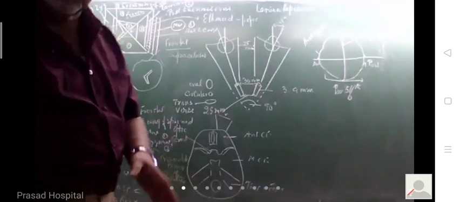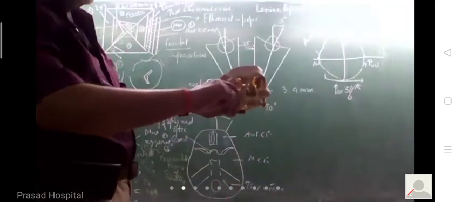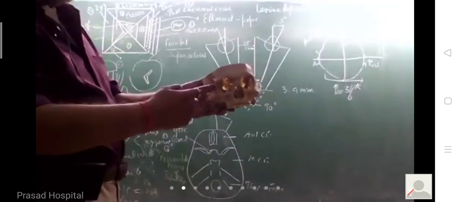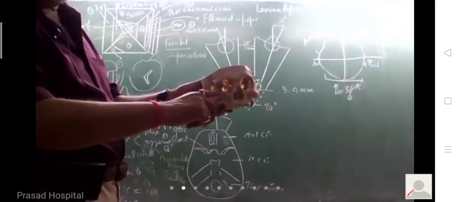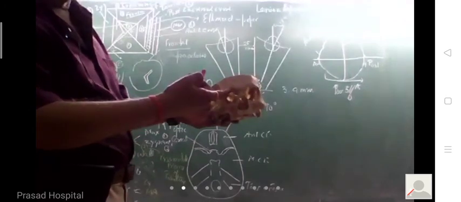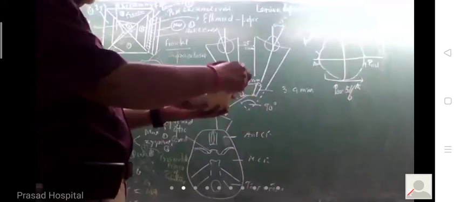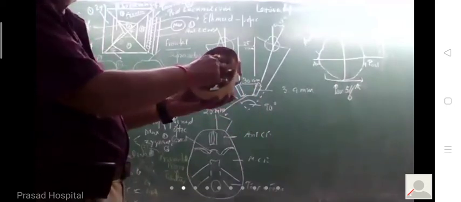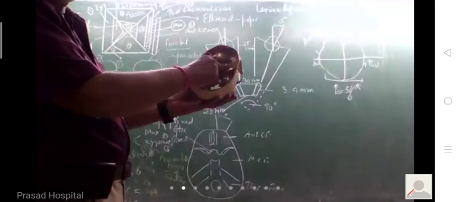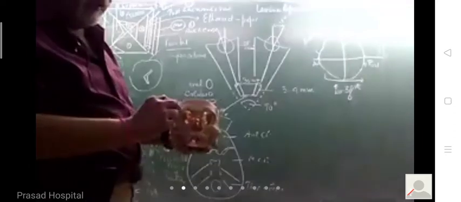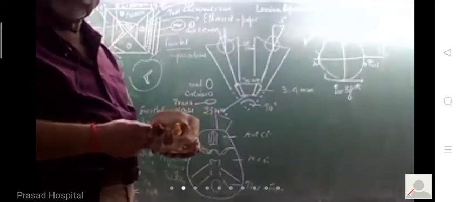So if you look at the bony socket, it has got a medial wall, a lateral wall, a floor, and a roof. The roof is this one, which you can see from above like this. You have the floor, the medial wall, the lateral wall, the base, and the apex.